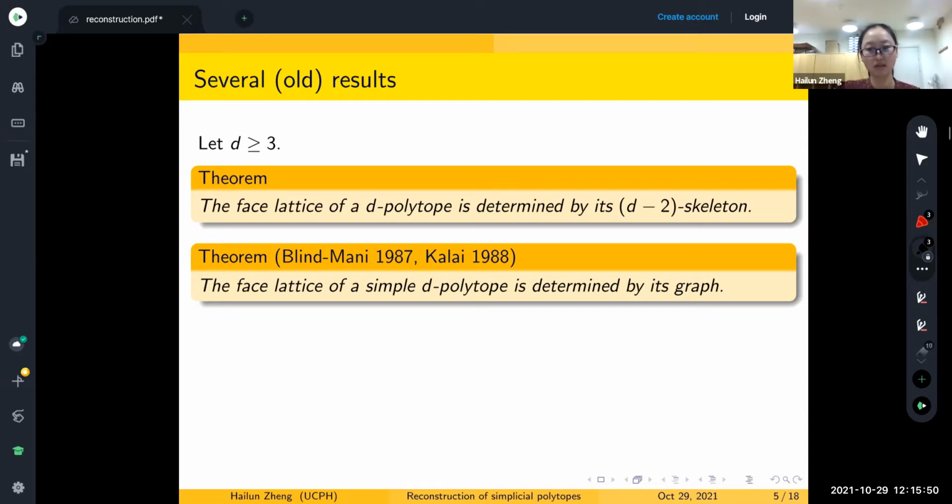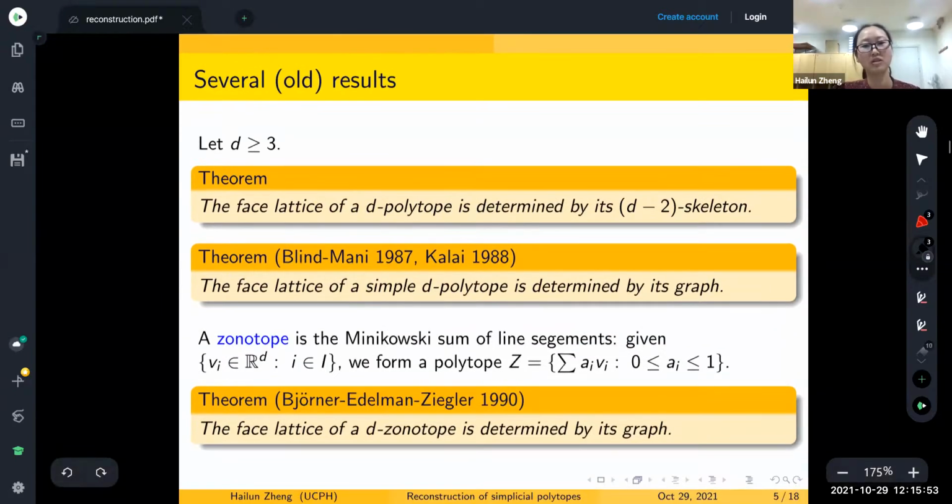But what about other classes of polytopes? Let me mention another result. I'm going to define a class of objects called the sonotopes. This is just a Minkowski sum of line segments. Minkowski sum means that, let's say I have two line segments. This is one line segment and the other one. Given this definition, the polytope formed by these line segments is just the sum of a_i, b_i, where a_i is between 0 and 1. So this is just a quadrilateral. This is a sonotope.